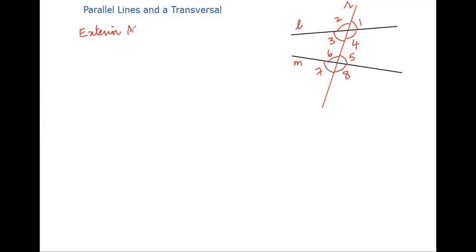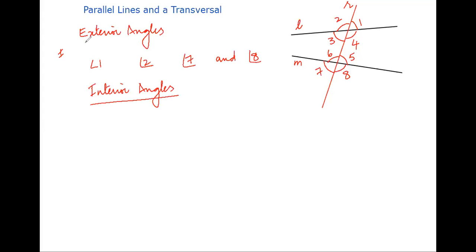Exterior angles. So, what are the exterior angles? Exterior angles are angle 1, angle 2, then angle 7, and which angle, students? Angle 8. These are known as exterior angles. Okay. Now, what are interior angles, students?